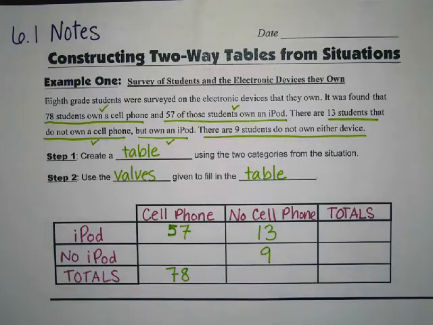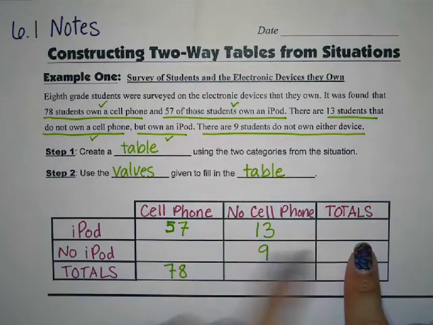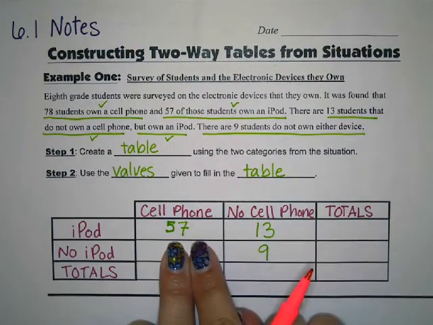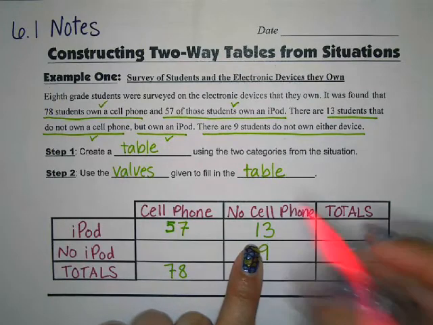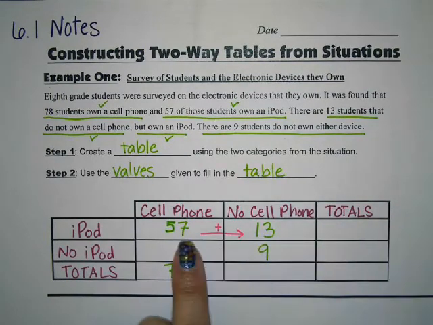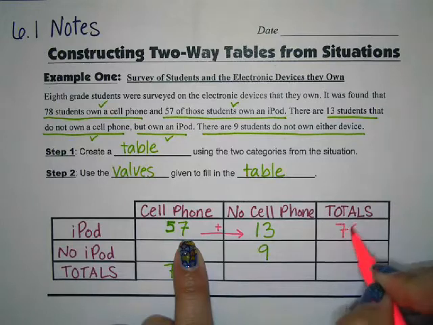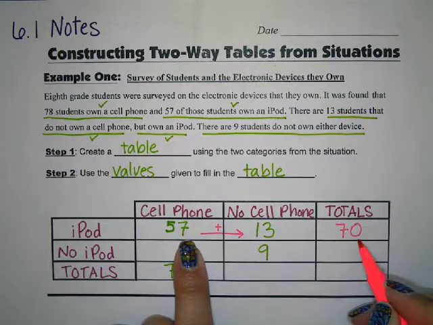So now we want to go ahead and fill in the rest of these totals. So I'm going to switch colors so we can do that. So to get my total number of iPod users, I'm going to add 57 plus 13 because I'm adding this going this direction. Okay, so 57 plus 3 would give me 60, plus 10 more gives me 70. So I know my total number of iPod users is 70.